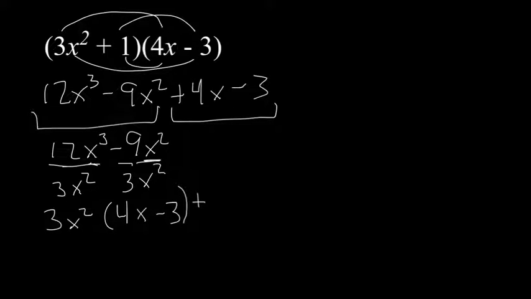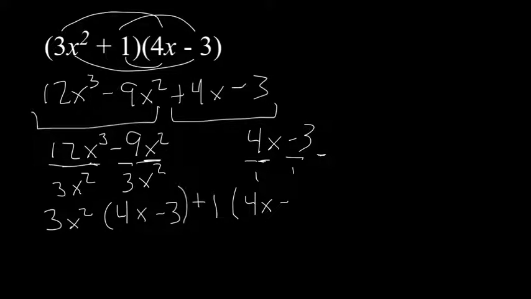Now looking at that 4x minus 3, is there a common factor between 4 and 3? No. This one has an x, this term does not, so there's no common factor there. But we have to factor out some sort of common factor here. Well, the only common factor would be a 1. So we factor out a 1, which would leave us still with a 4x minus 3.